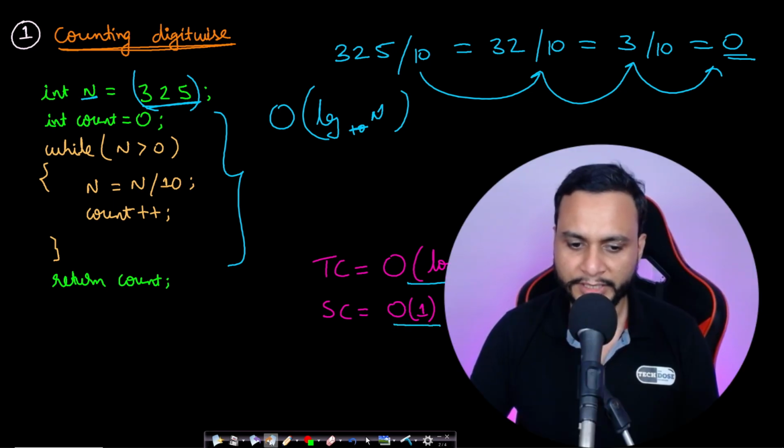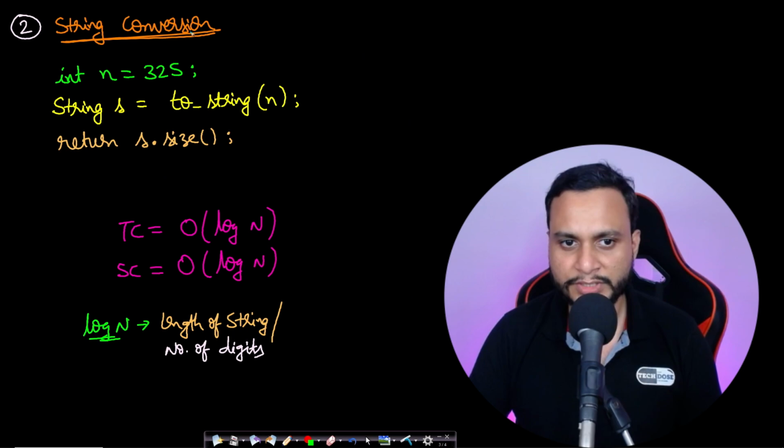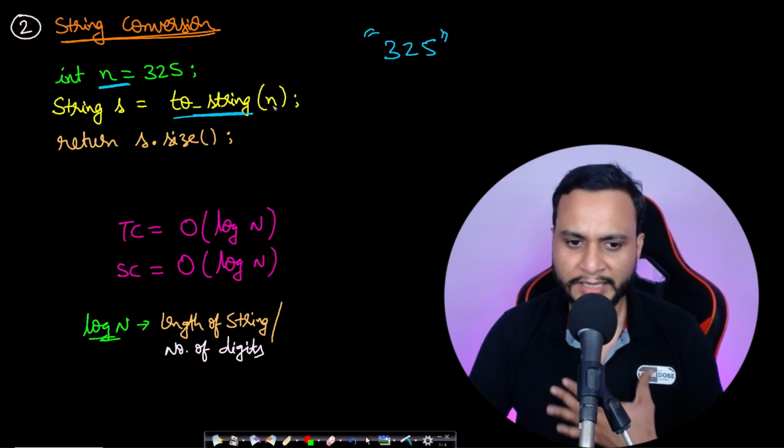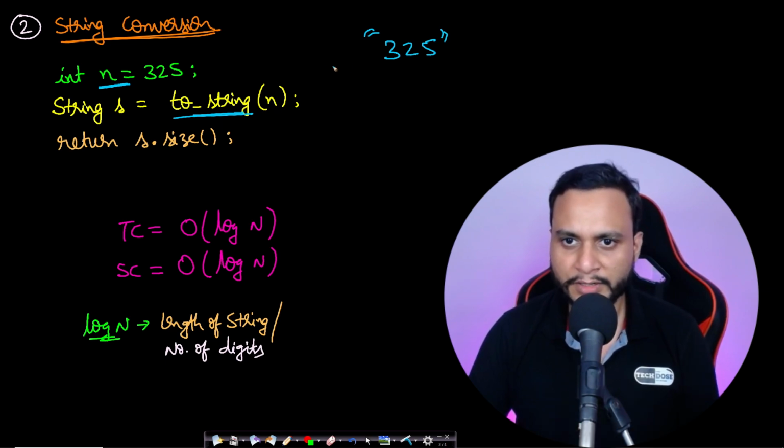Let us look at another technique. Another technique can be by using string conversion. So what we can do is just take the integer number and convert it into a string. There is an API in C++, to_string, which we can use, but you can manually convert this to string format as well, or you can just explore your own language APIs, whatever are available.